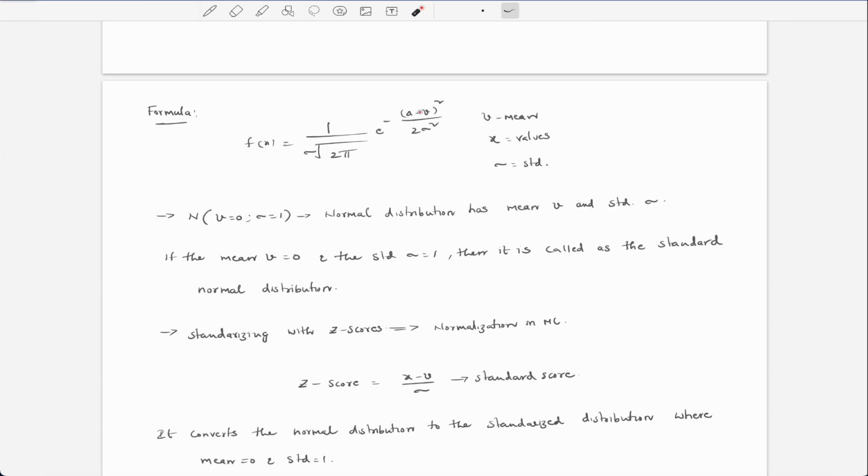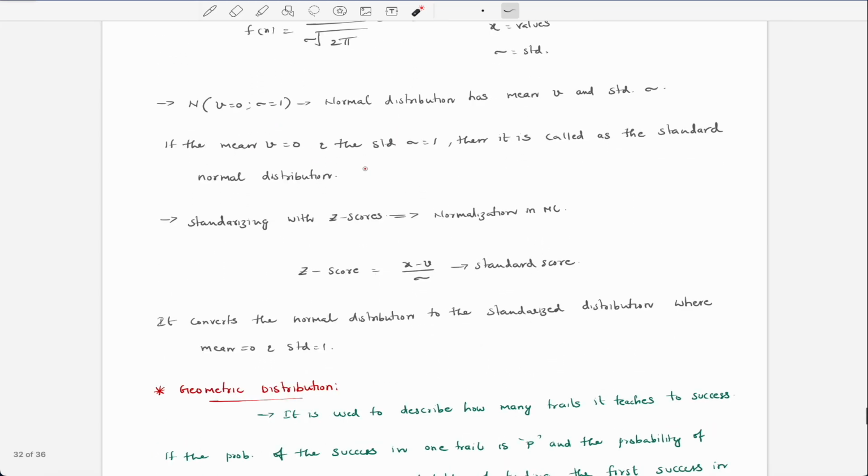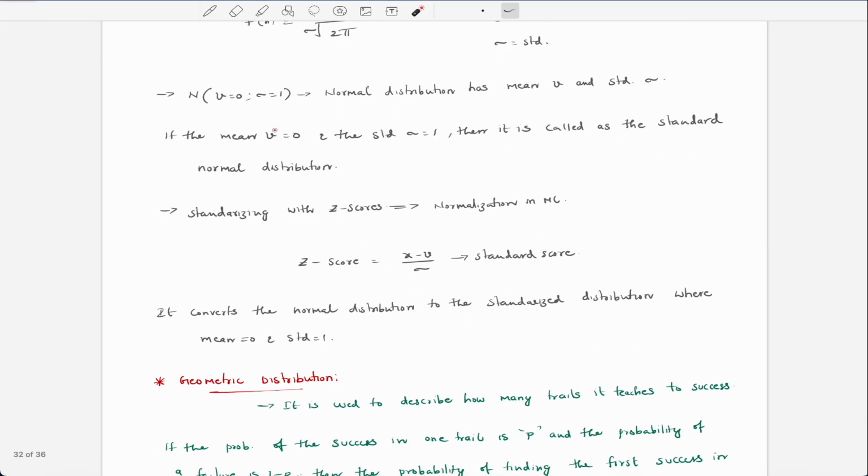So what is this? Mu is the mean, x are the values, and sigma is the standard deviation. We have seen the standard deviation and mean in the last two or three lectures, right? If mu is equal to 0 and the standard deviation is 1, then we simply call it the standard normal distribution.